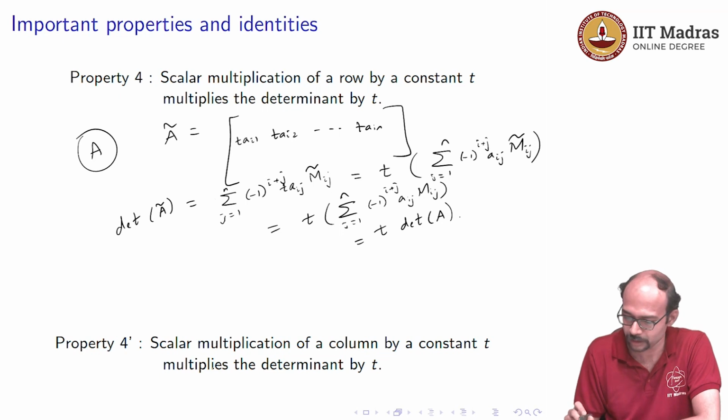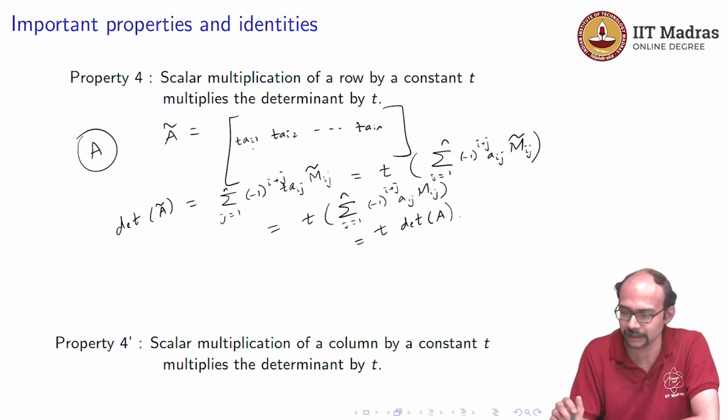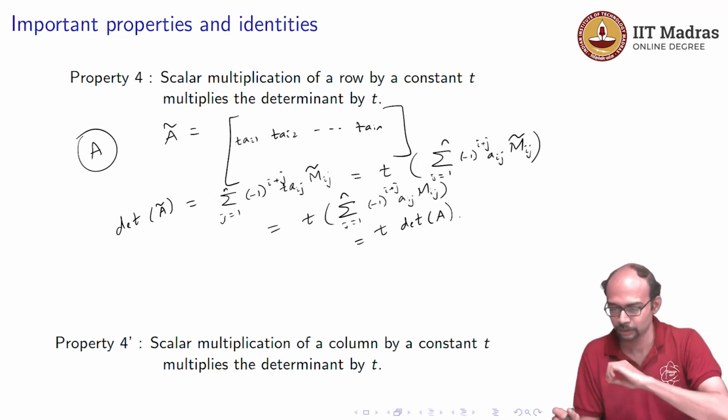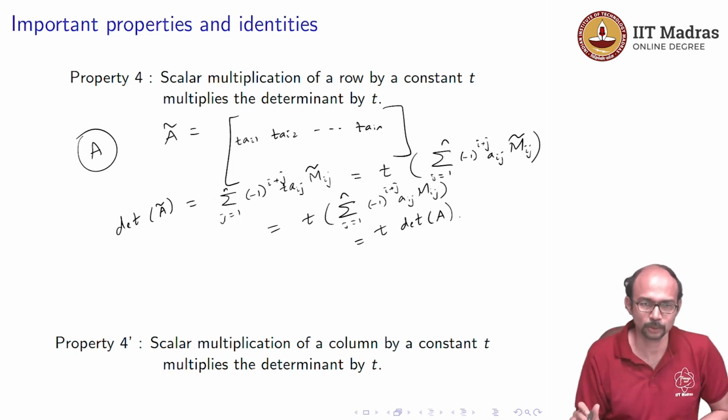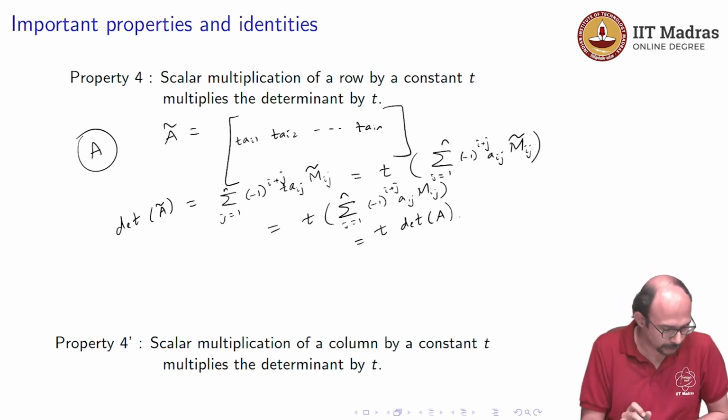Fine. So what is the upshot? The upshot is that if you multiply a particular row by t, then in the determinant it comes out. Okay, the same thing holds for columns. So I'll suggest that you check this. There you will have to expand along columns.